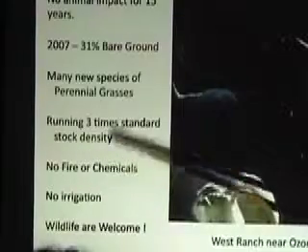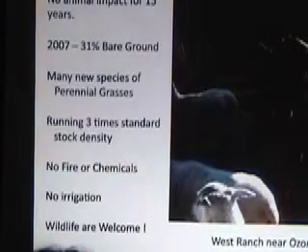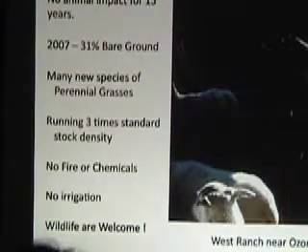So they're running 3 times the standard stock density out there. Texas A&M says you want to have 1 cow-calf pair per 50 acres, and they're running about 1 per 20 acres, or less is kind of their goal. And so they don't use any fire or chemicals, they don't irrigate, their expenses are minimal, and yet they have more cattle per acre. Now, how do they do all that?